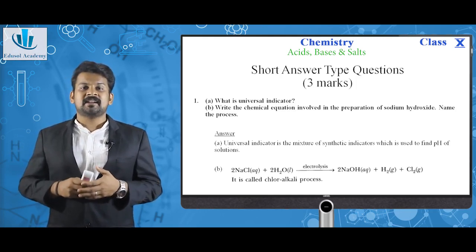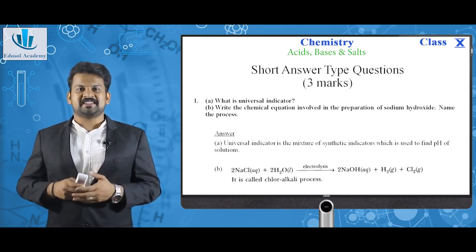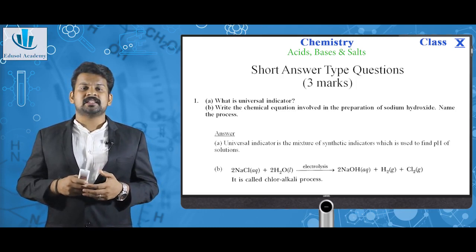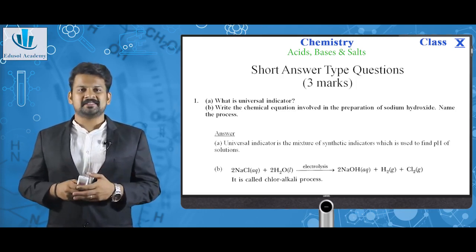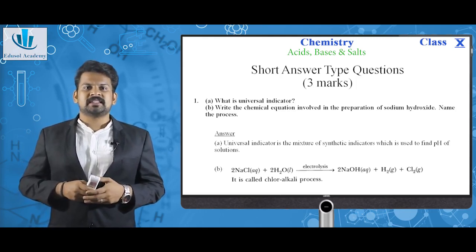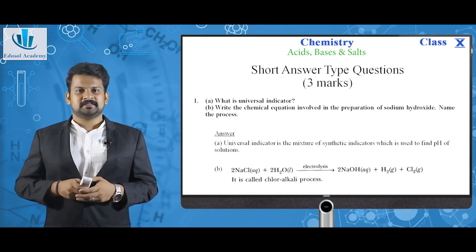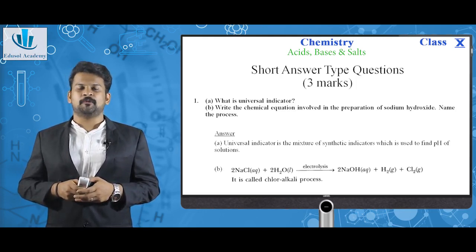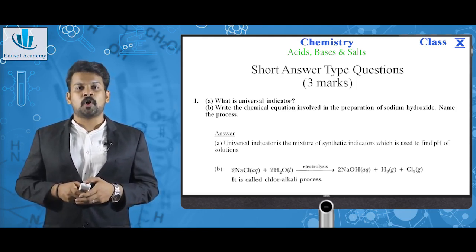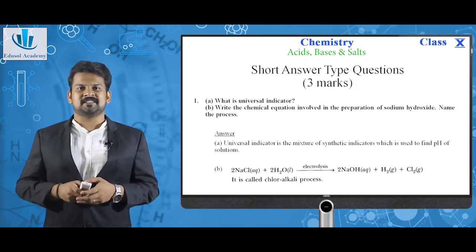The next part: write the chemical equation involved in the preparation of sodium hydroxide. Sodium hydroxide is prepared from sodium chloride. NaCl plus H2O is electrolyzed, and NaOH, H2 and Cl2 are formed. NaOH is formed in aqueous form. Hydrogen and chlorine gases are evolved. This process is called the chlor-alkali process. This process involves the passage of electricity through sodium chloride.